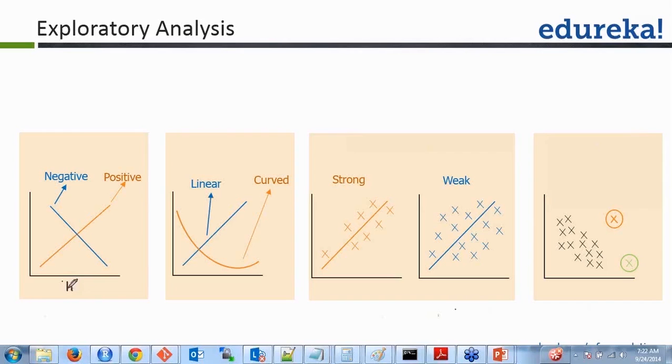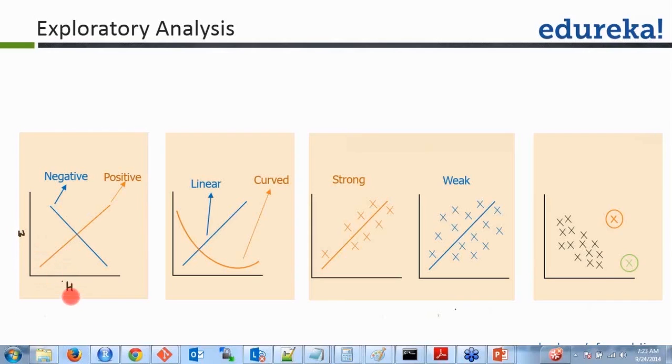So let us assume that this axis is the height of people, and this axis is the weight of people. This data is coming from an Excel sheet with two columns, one called height and another called weight. When you put this data on an XY plot, also called a scatter plot, if you observe that the line goes like this, then you should understand that there is a positive relationship between height and weight.